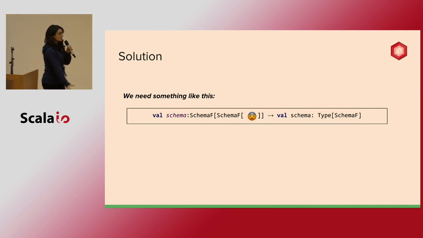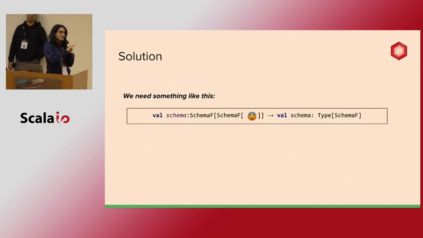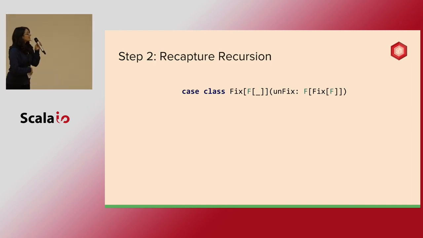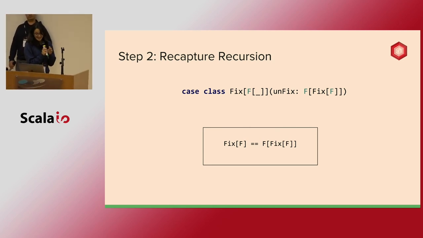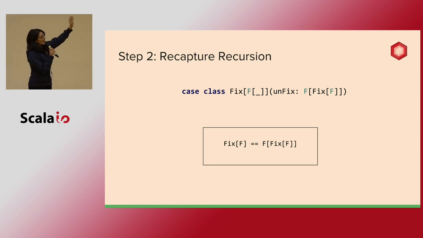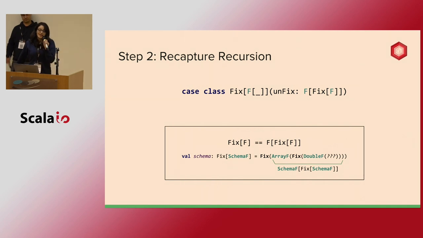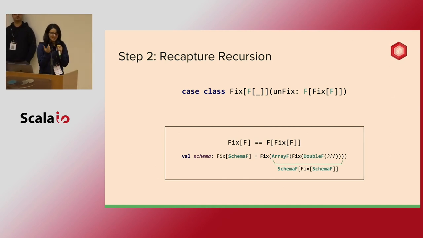We need a type constructor with this schema F, and whatever our depth, we can use this type. But Matryoshka already has this type. It's called Fix. We have this type, which takes a functor, and our functor would be our schema F. Now we can define our schema using the functor, and we wrap every instance of schema F inside a Fix.